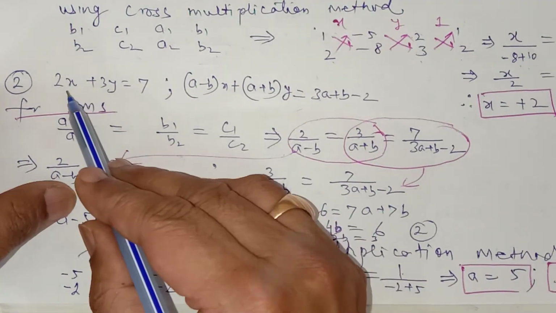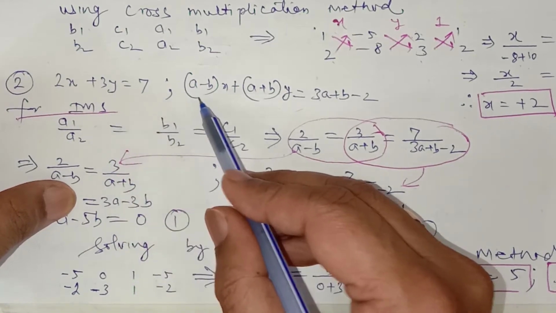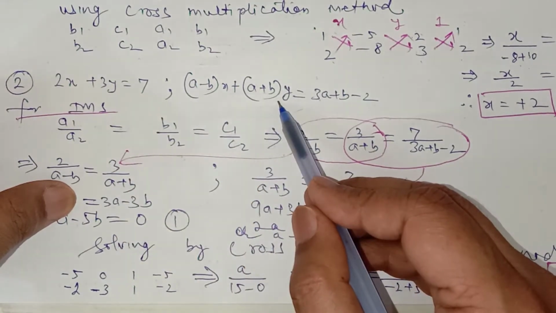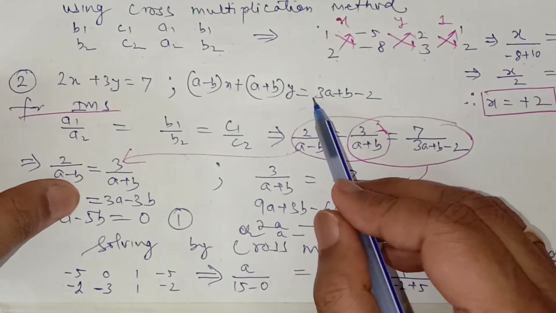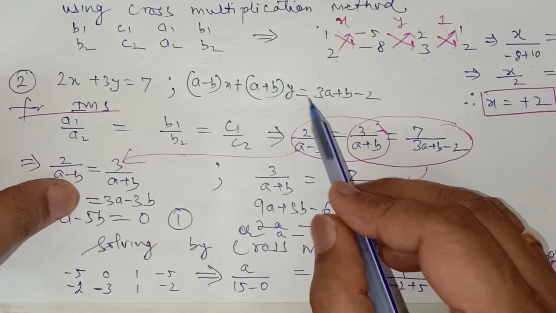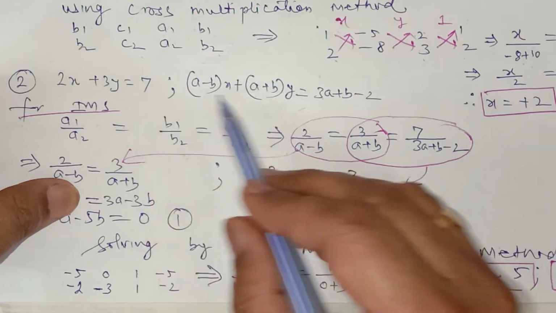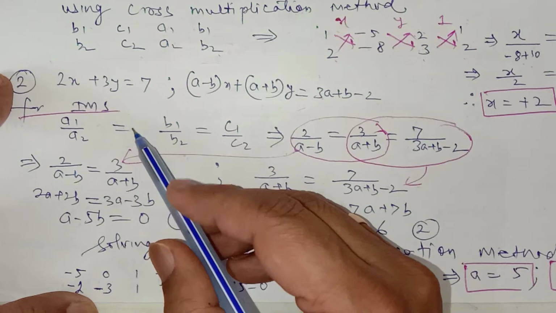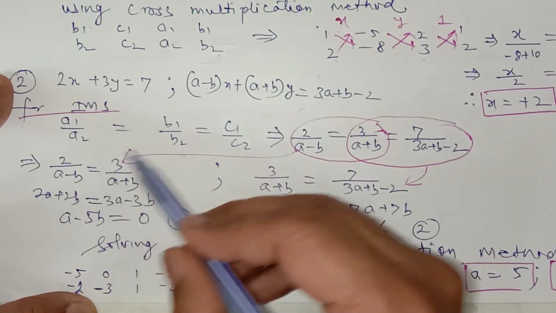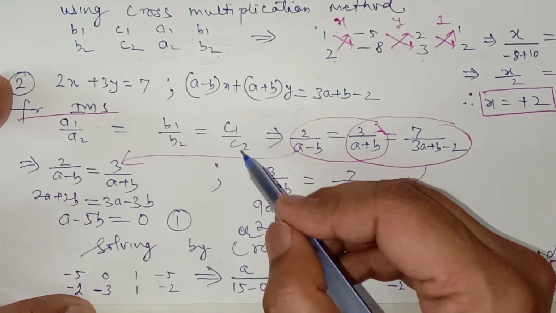Now two equations are given, 2x plus 3y is equal to 7 and a minus b x plus a plus b y is equal to 3a plus b minus 2. These equations have infinitely many solutions. It is given that these two equations have infinitely many solutions. So when they have infinitely many solutions, then you can put a1 upon a2 is equal to b1 upon b2 is equal to c1 upon c2.